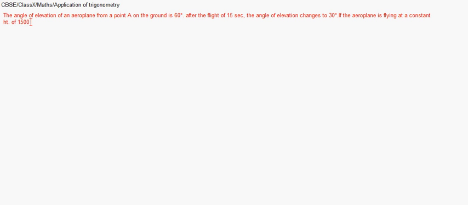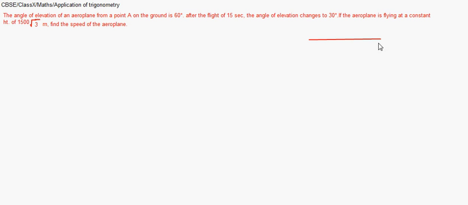at a height of 1500 root 3 meter, find the speed of the aeroplane. Right, let us see how this happens. Now the aeroplane is flying at a height horizontally because it says it is at the same height. Okay, so this is the same height.